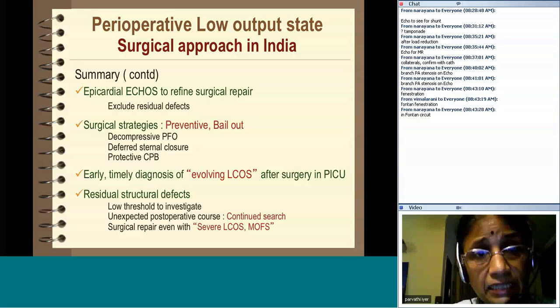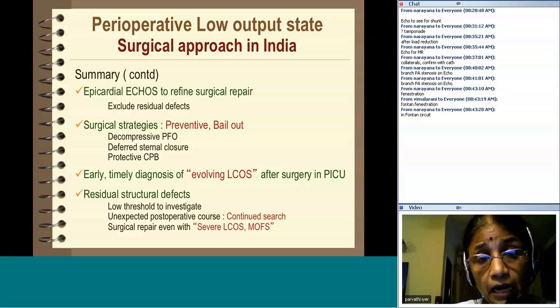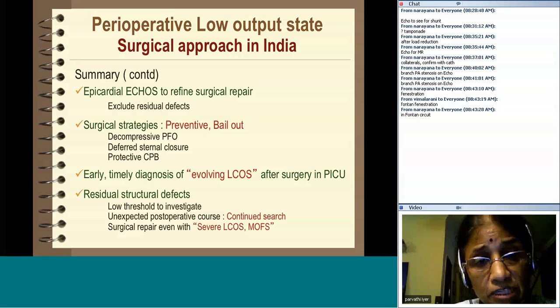Then surgical strategies we should take recourse to as preventive modalities to bail out these situations: decompressive PFOs, deferred sternal closure, protective CPB in occasional cases. Then in the intensive care unit, early and timely diagnosis of evolving low output, not diagnosing established low output after surgery in the intensive care unit. A very, very low threshold to investigate and to keep on investigating residual structural defects.